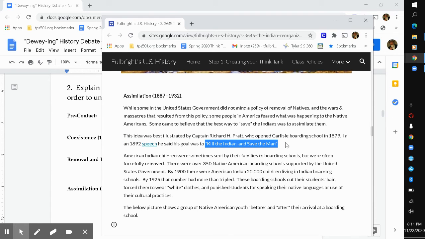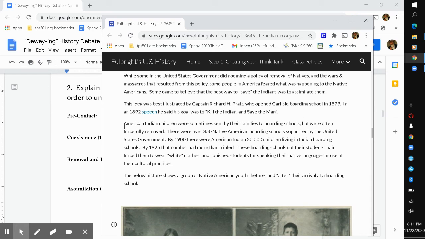So while this sounds horrible, if we compare that to the American policy above, where they were frequently actually killing the Native peoples, does this sound better? It's still problematic. It's still horrible in many ways, but the idea is that he doesn't think the outright slaughter of innocent peoples is the best policy.